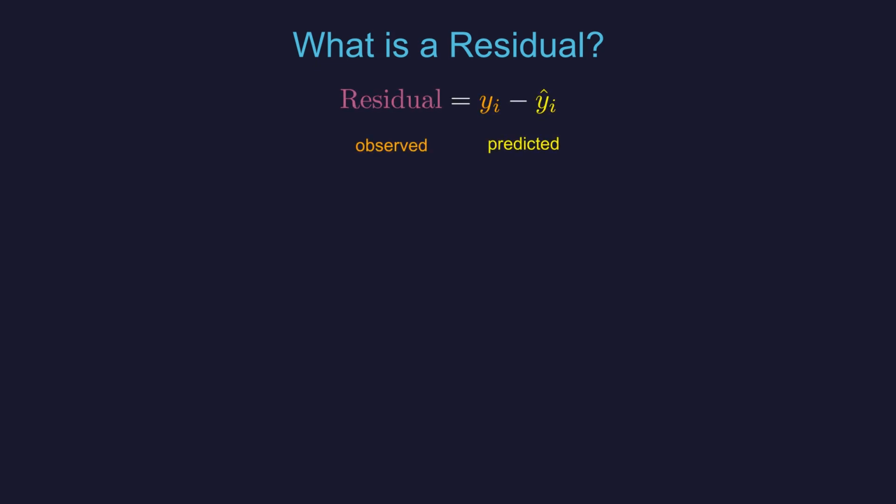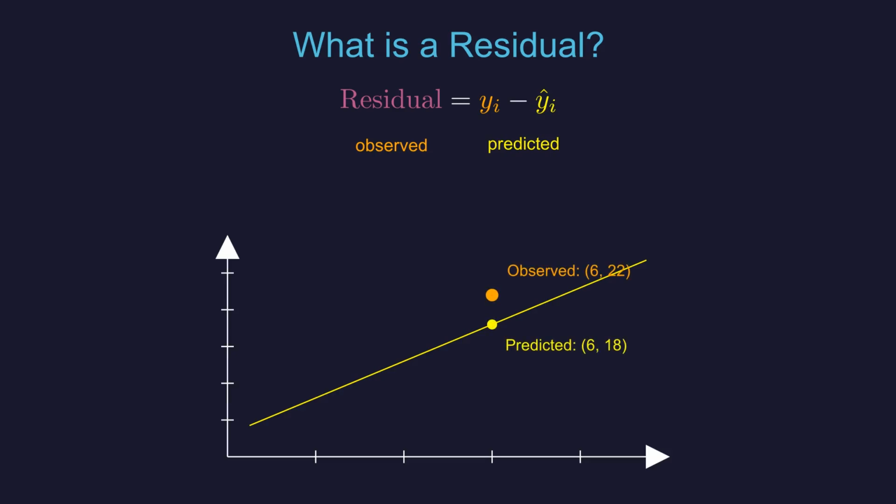If the point is above the line, the residual is positive. If below, it's negative. Here we see one data point at (6, 22). The regression line predicts 18. So the residual is 22 minus 18 equals positive 4.